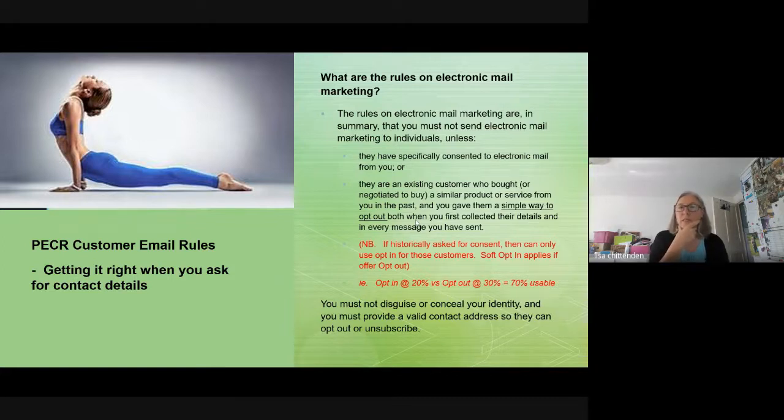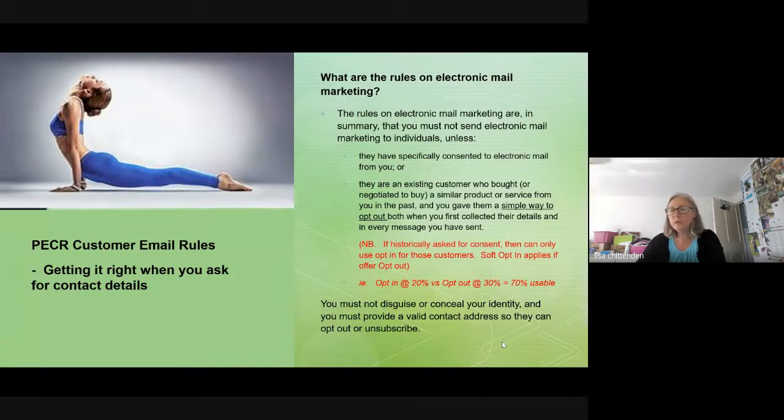They've either specifically consented to you via some form of opt-in, which could be a tick box or a specific action, as they call it, to say they want you to communicate to them. Or they are, as I said earlier, an existing customer who's bought or negotiated to buy a similar product. That's really important. If they're buying pizzas off you, you can't start to communicate to them about buying tables and chairs, for example. It has to be a similar type of product. And if you gave them an opt-out at the point of collecting the data, you can communicate to them.